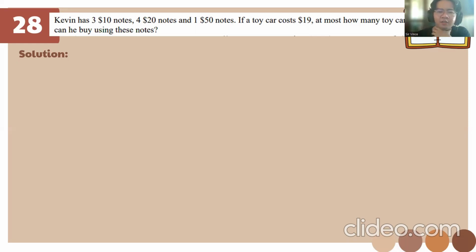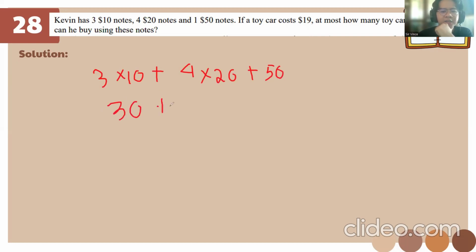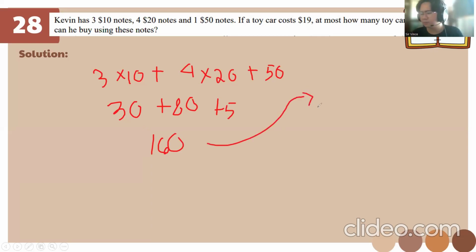So let's find how much money we have. 3 times 10 plus 4 times 20 plus 50. Okay? This is 30. This is 80. And this is 50. So if we add them all in all, we'll get 160. Okay? And if we divide 160 by 19, we'll get at least 8.